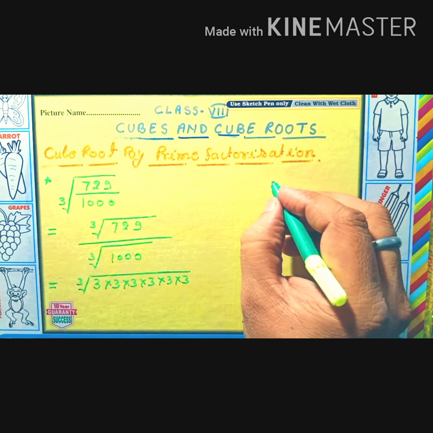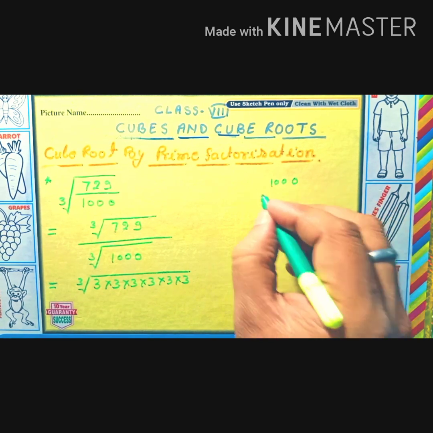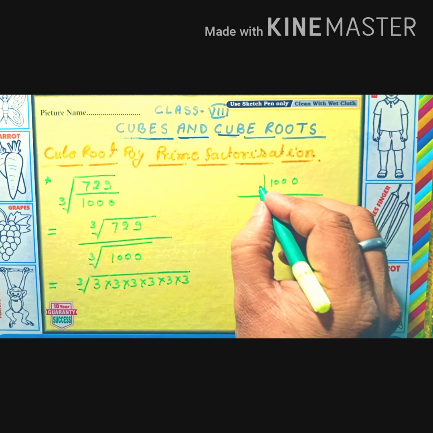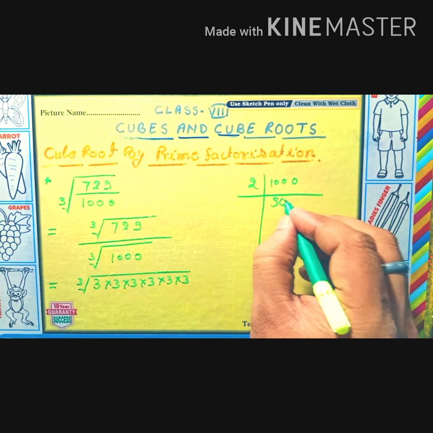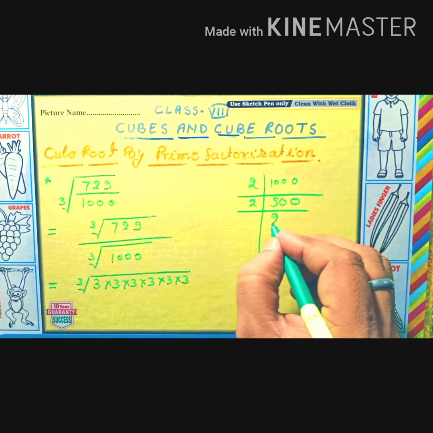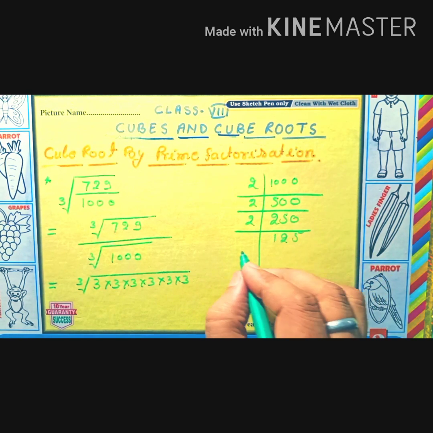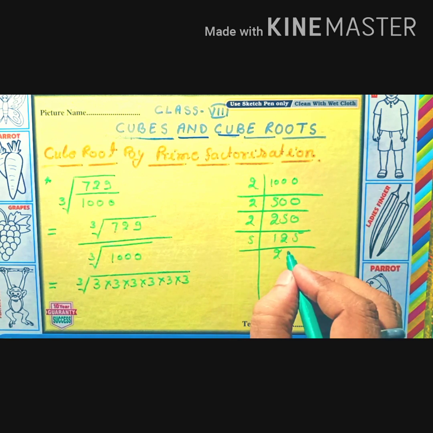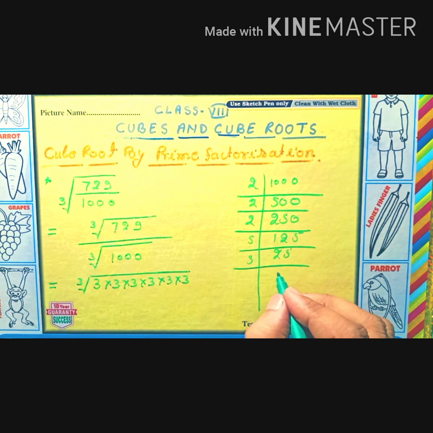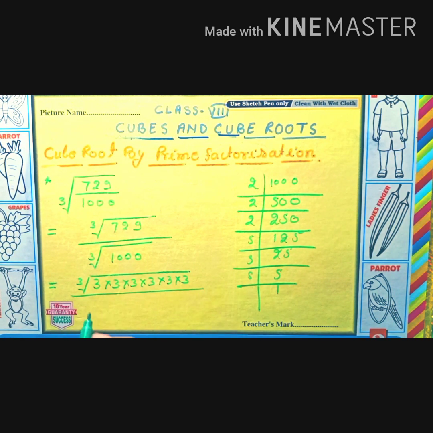Now next, find the cube root of 1000. 500, 250, 125, 25, 5, 1. Now write down here 2 into 2 into 2 into 5 into 5 into 5.